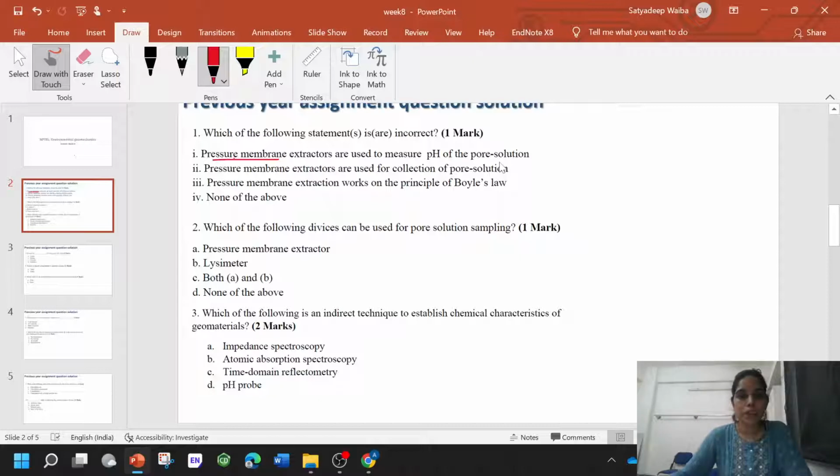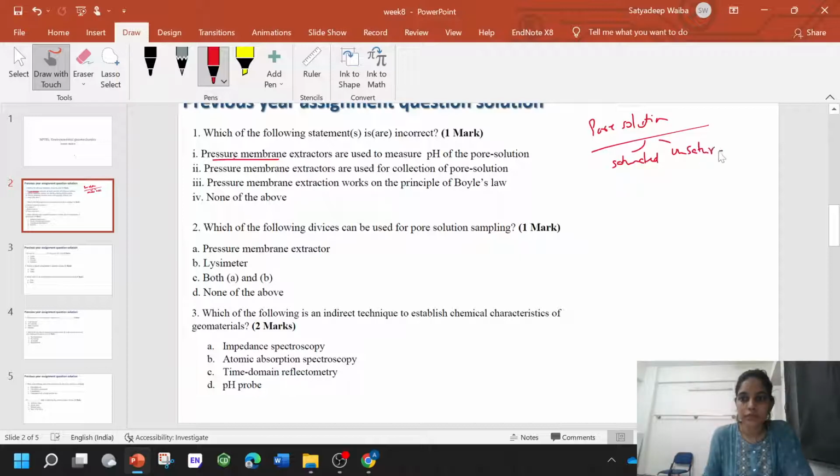Okay. So the question first is about which of the statements is incorrect. So all of these statements are about pressure membrane extractor, right? Now when sir talked about pore solution, what we do is we take different types of soil, saturated, unsaturated, and partially saturated soil. And we check the amount of pore solution in different types of soil. To check the pore solution, we use different methods. So the two major instruments or methods that sir has discussed are lysimeter and PME, which is pressure membrane extractor.